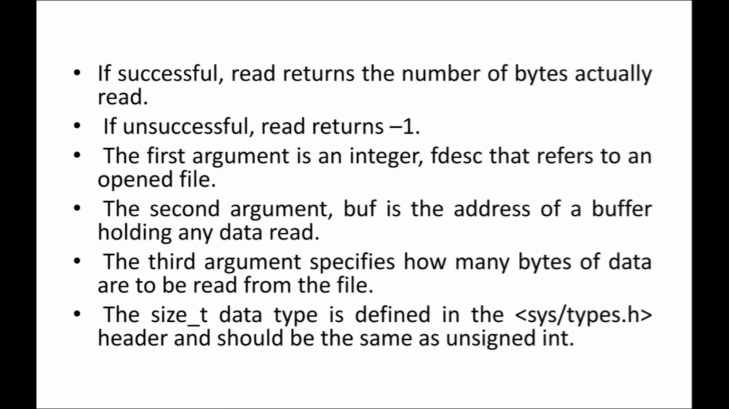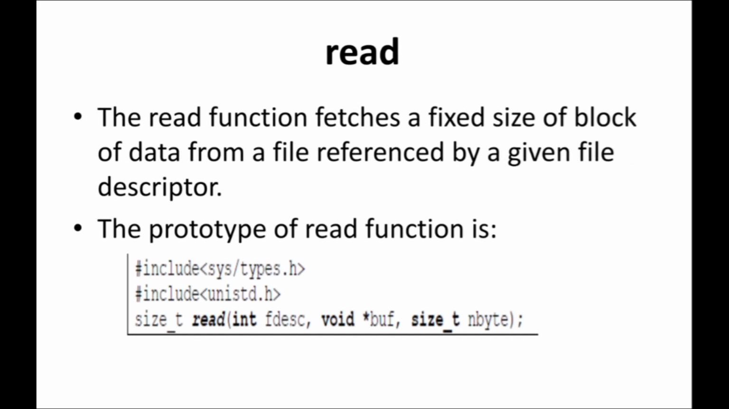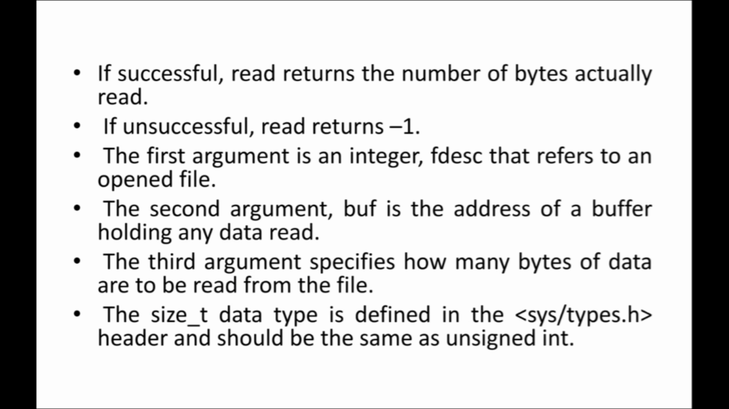And the third argument specifies how many bytes of data are to be read from the file. You have to tell how many bytes you are going to read from the file. That means, in other words, size in bytes. Getting, guys? How many bytes you are going to read, that you have to tell in the third argument.